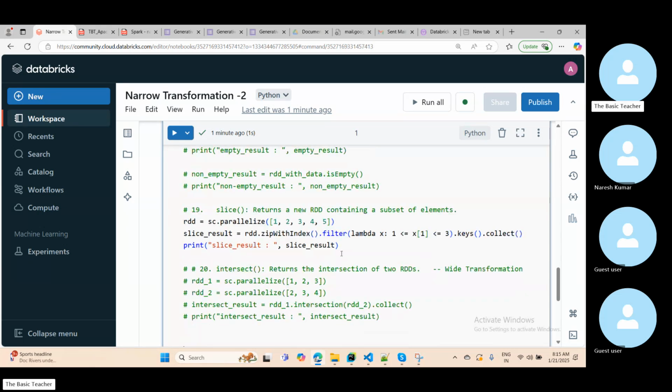So if we look at this slice one, we are going to use it with the zip with index, and then we can filter the desired range, whatever range we are looking for. Here we are providing a range, right? With this range, you are going to take up the output.